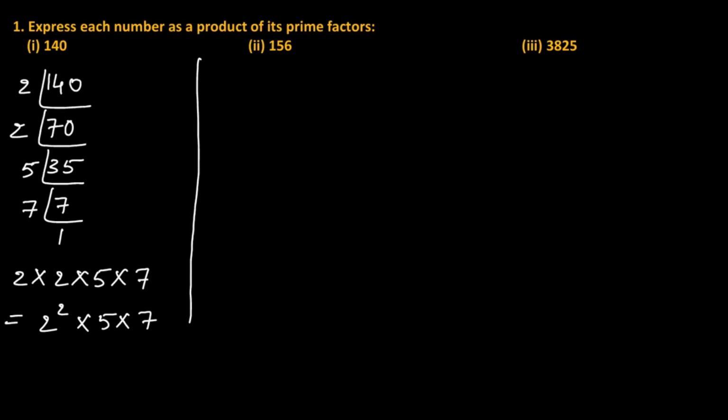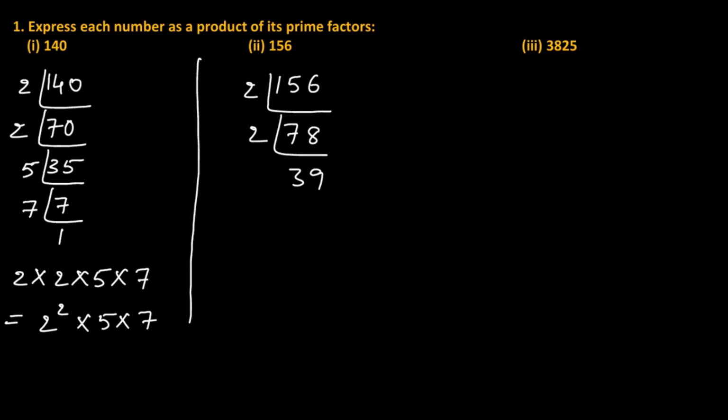What is our next question? 156. So same method, prime factorization, you have to write the answer in prime numbers. So 156. It is also an even number. So directly go with the 2 first. 2 sevens are 14 and 2 eights are 16. Again even number. 2 threes are 6, 2 nines are 18. So 39 is not an even number.